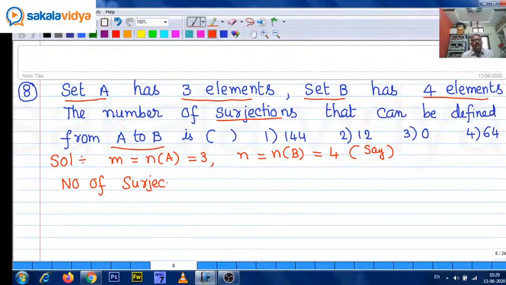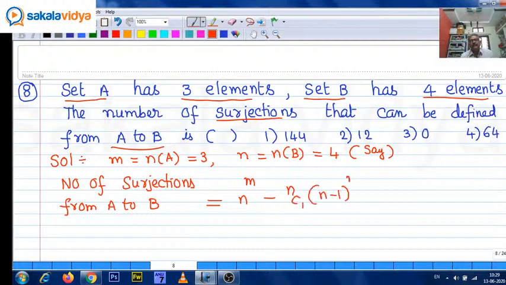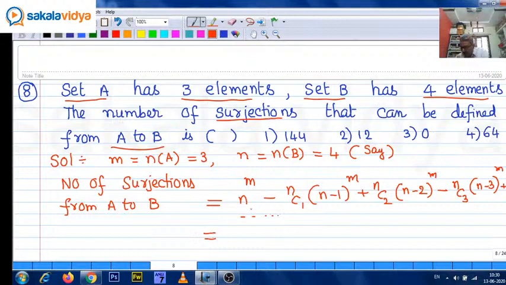Surjection is nothing but onto only. Don't get any confusion. Number of surjections from A to B equals n to the power of m minus nC1 (n minus 1) to the power of m plus nC2 (n minus 2) to the power of m minus nC3 (n minus 3) to the power of m plus and so on. Let us substitute the respective values of m and n.